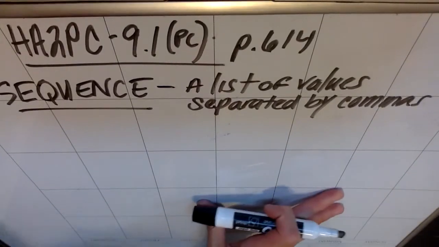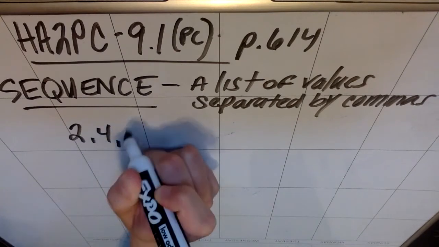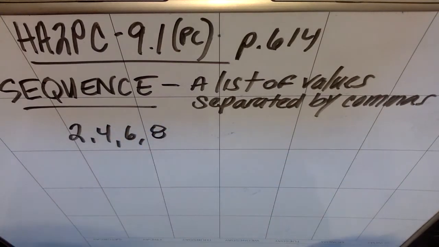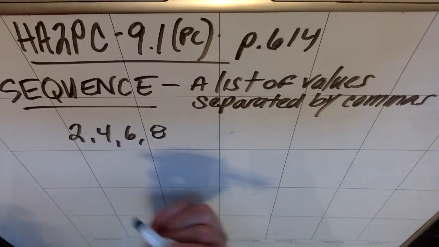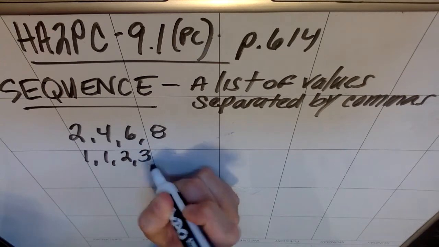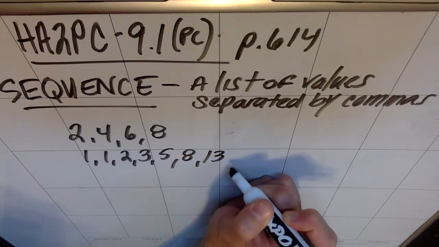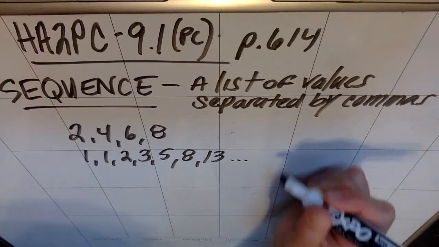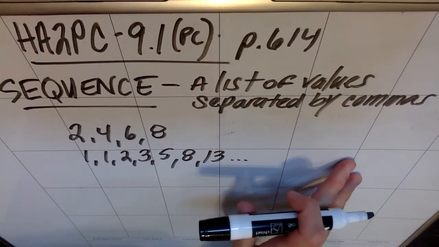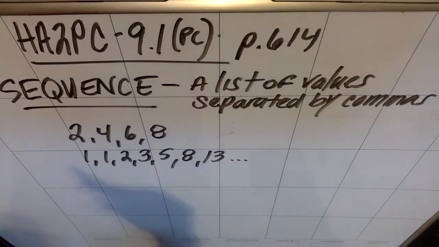So let's do a couple of common sequences, right? So 2, 4, 6, 8. That's a sequence, right? It's 4 values that are separated by commas. Another sequence is 1, 1, 2, 3, 5, 8, 13, which is a pretty famous sequence. This is actually the Fibonacci sequence, which we can talk about in a minute.